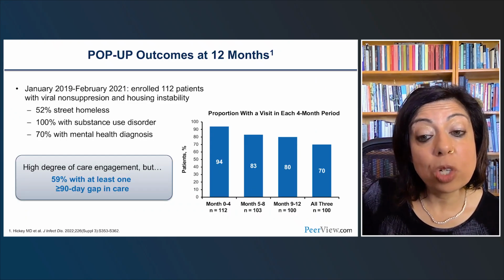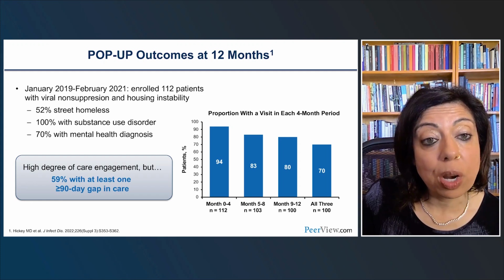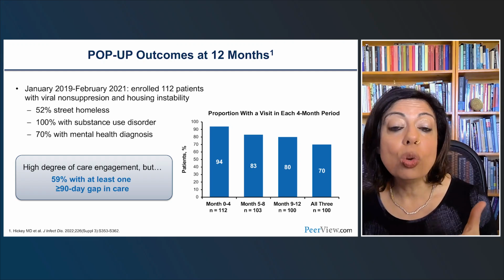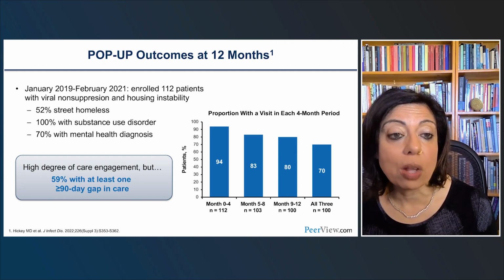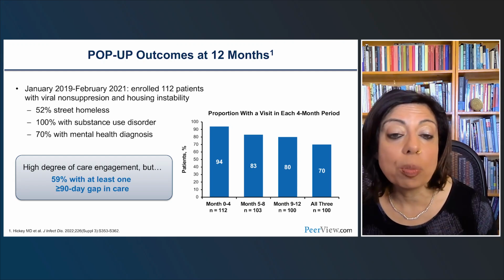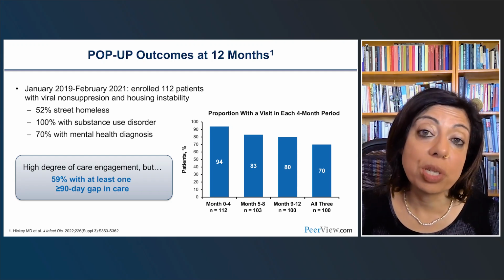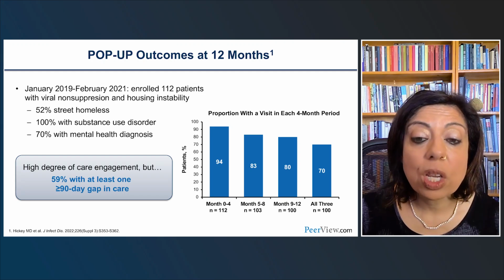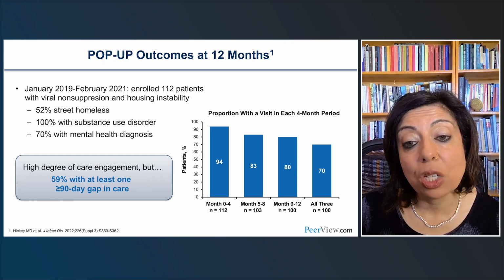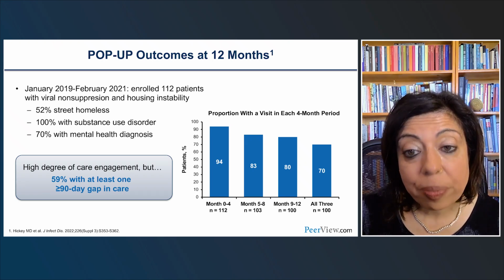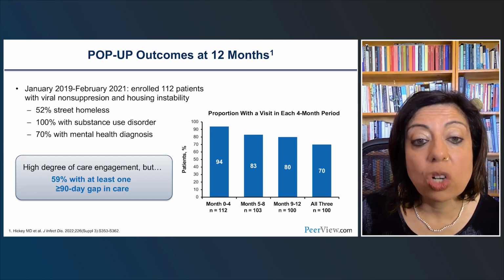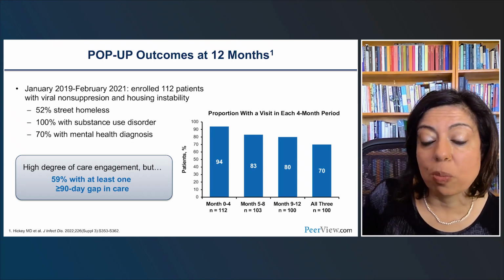We actually have published our 12-month outcomes of the pop-up program, and things are going well. Of 112 persons who came in with virologic non-suppression and housing instability, 52% were street homeless, 100% had substance use disorder, 70% had mental health diagnoses. But with all those intensive services through the pop-up program, we were able to get to a high degree of care engagement. And 59% had at least one 90-day gap in care. So we really worked on that patient population.